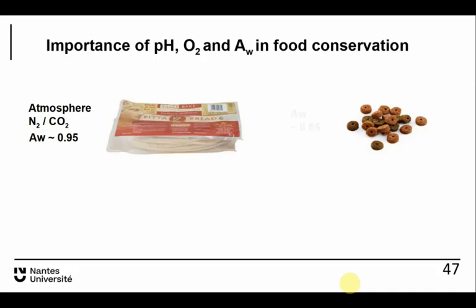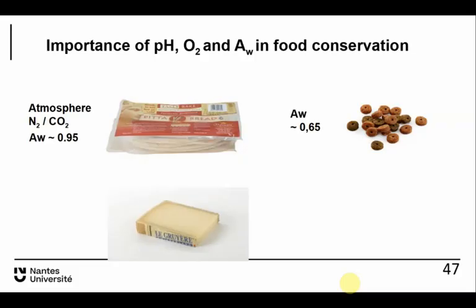This is dried dog food or cat food. It's got an activity of water of about 0.65. It can stay stable at room temperature for several weeks. No microbes can contaminate this. There's not enough water around.